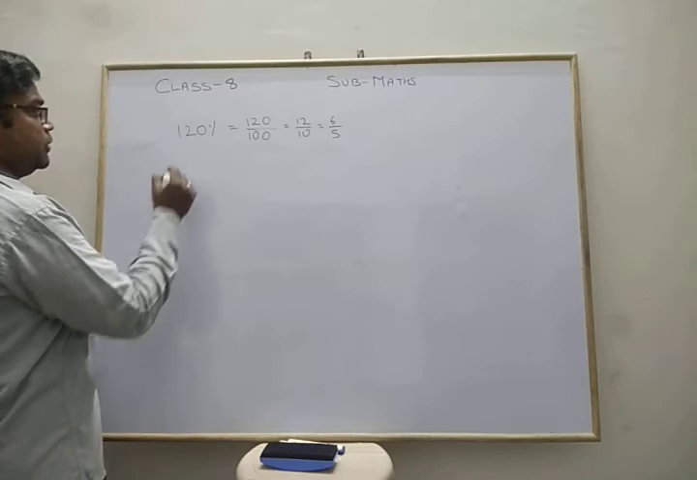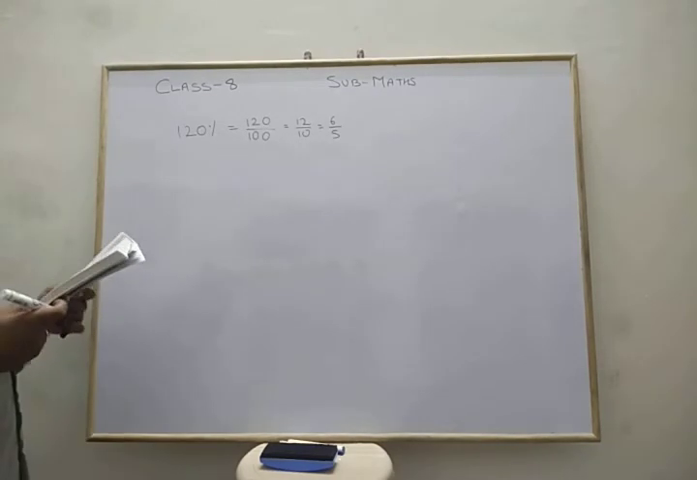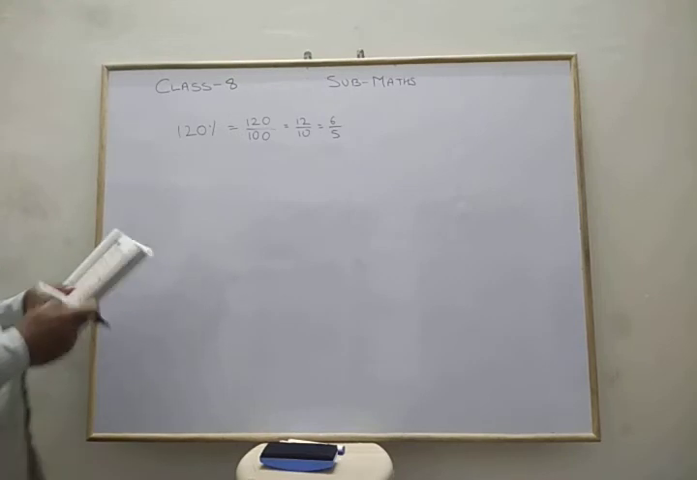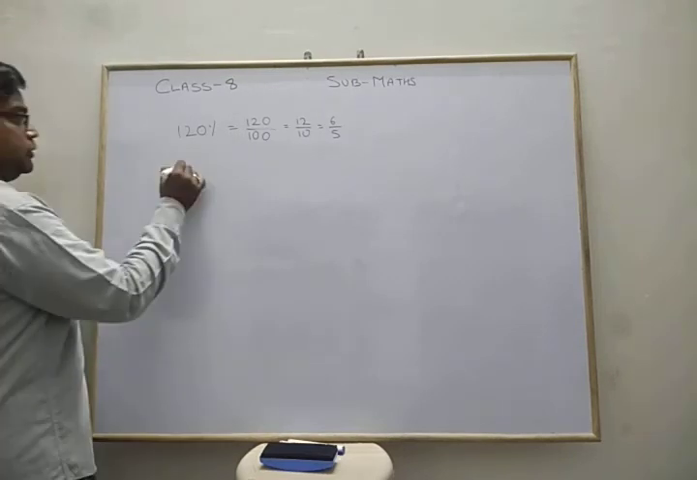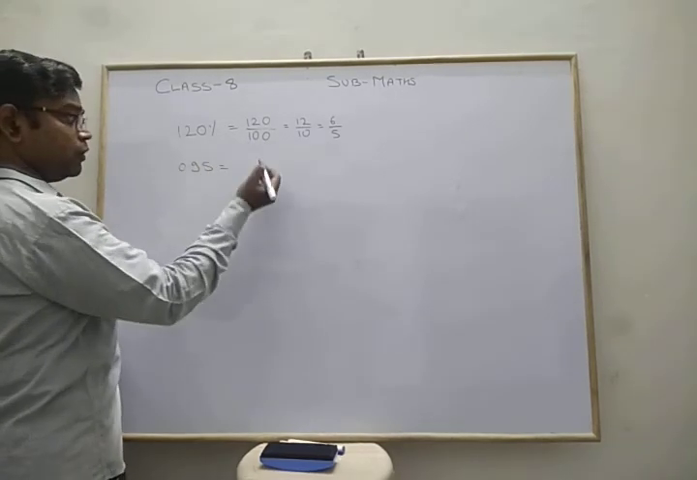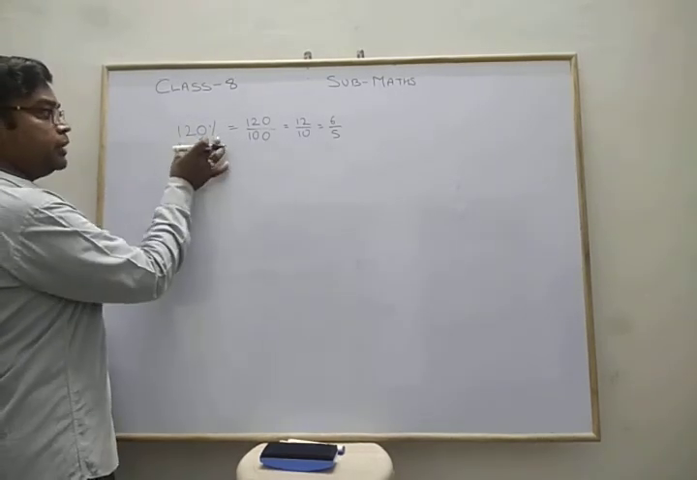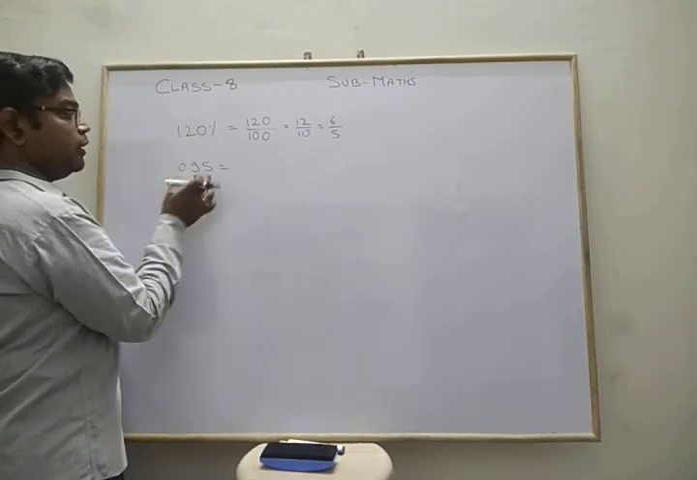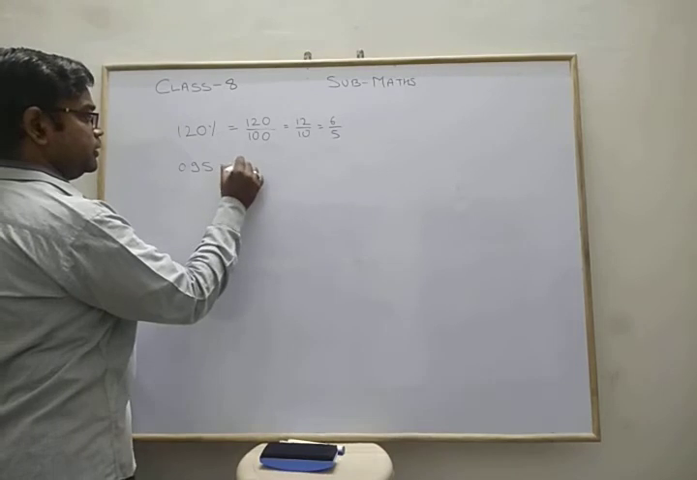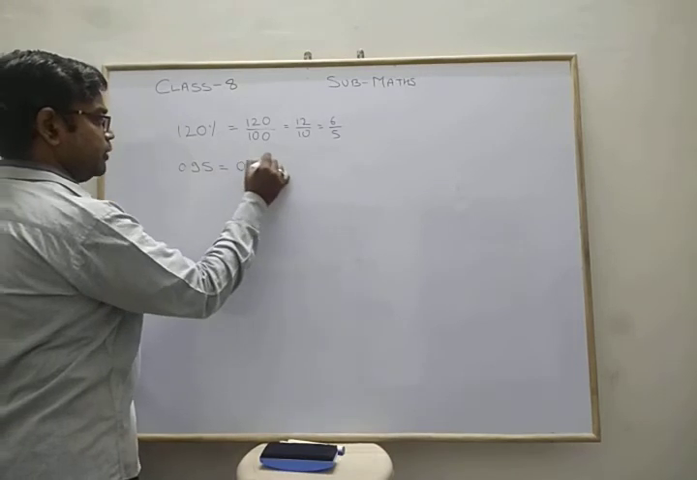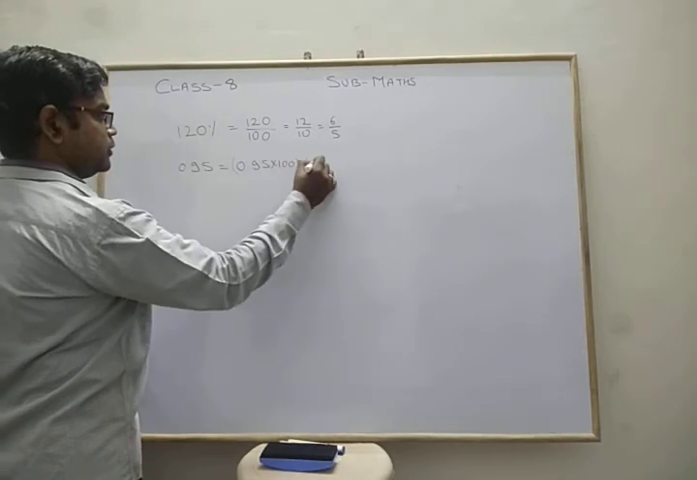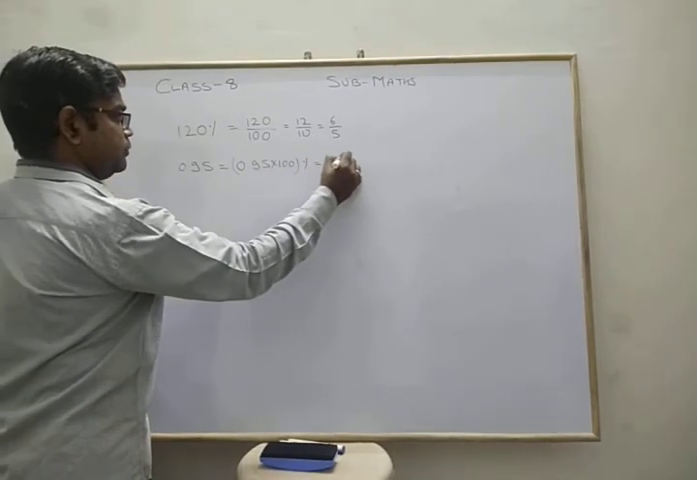If the question asks you to convert a decimal to a percentage, say 0.95, what I told you is that from percent to any fraction or decimal we must divide, and from any number to percentage we must multiply. So 0.95 into 100% equals 95%.